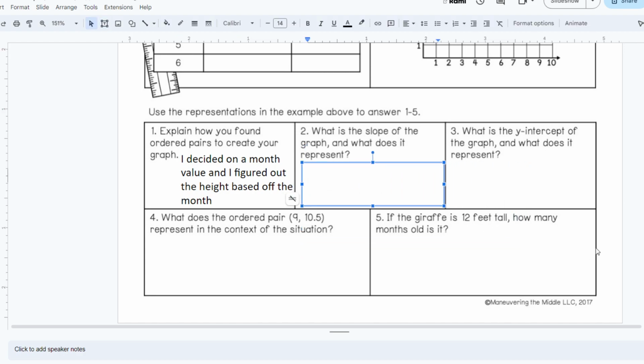The slope, hopefully you know the slope is 1/2 in this case. And it represents the height of the giraffe is growing each month.